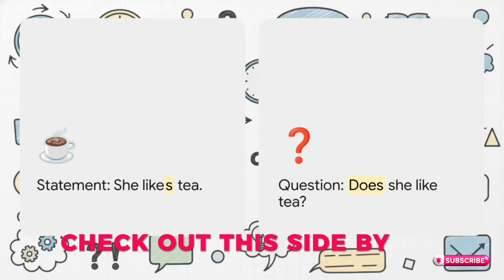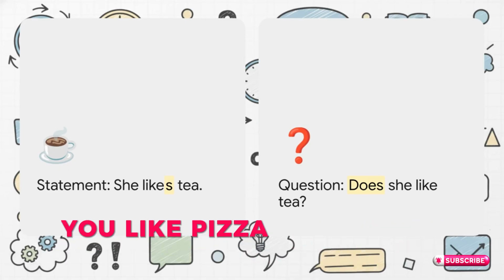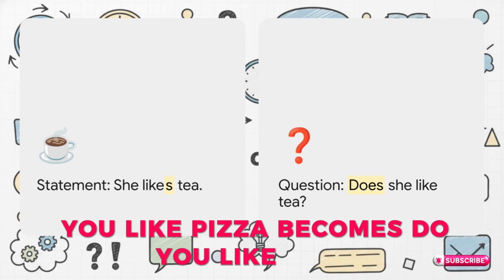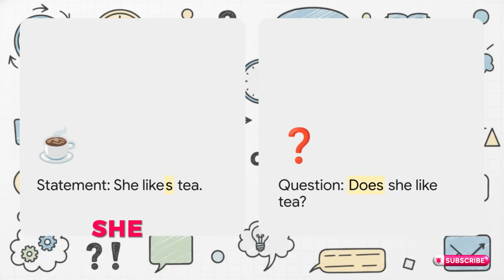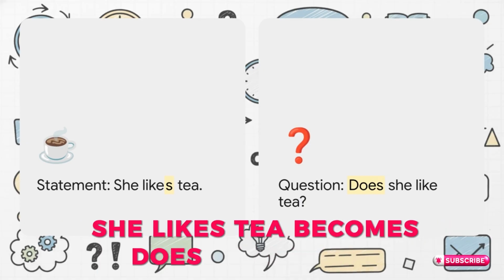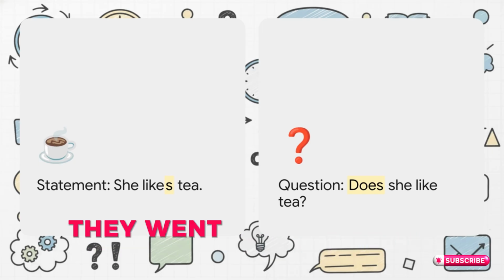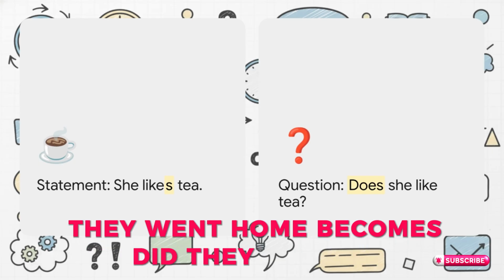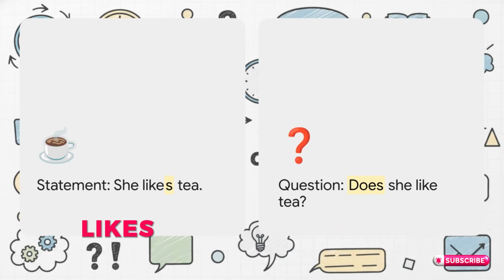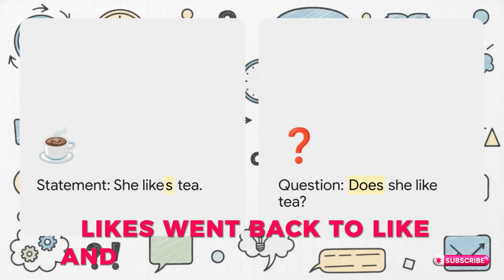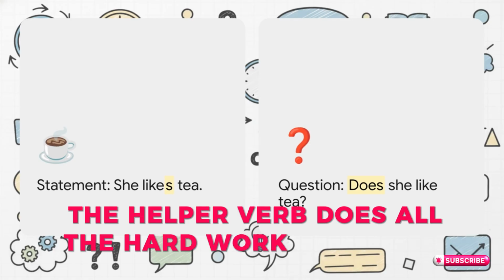Check out this side by side. This is where it all comes together. You like pizza becomes, do you like pizza? The helper verb just hops to the front. She likes tea becomes, does she like tea? And for the past tense, they went home becomes, did they go home? And see what happened to the main verbs? Likes went back to like, and went back to go. The helper verb does all the hard work.